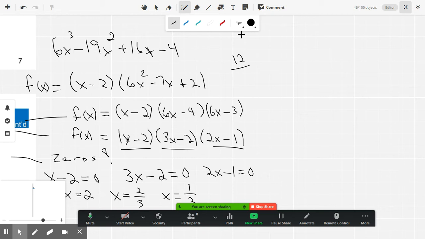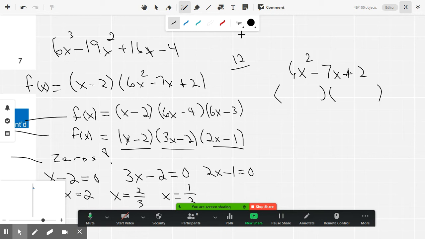So let's go back. It came from this right here, 6x squared minus 7x plus 2. All right, so we've got to factor that trinomial. Do you remember at all factoring trinomials? They factor as 2 binomials.